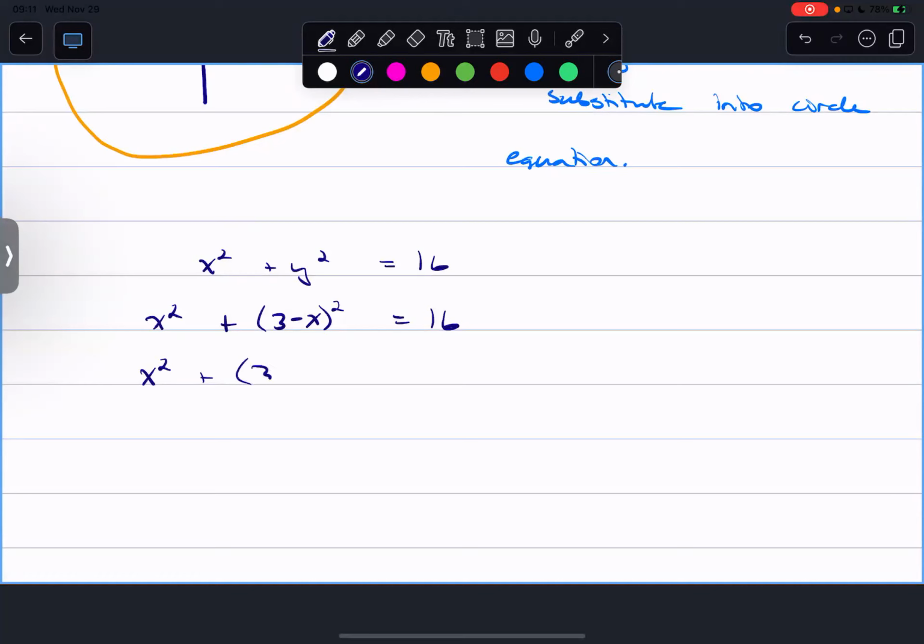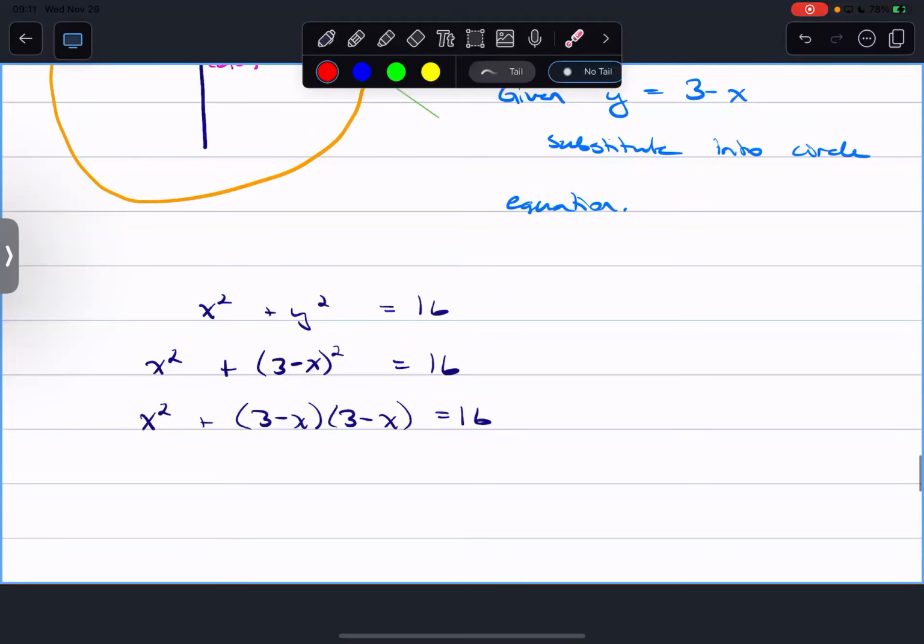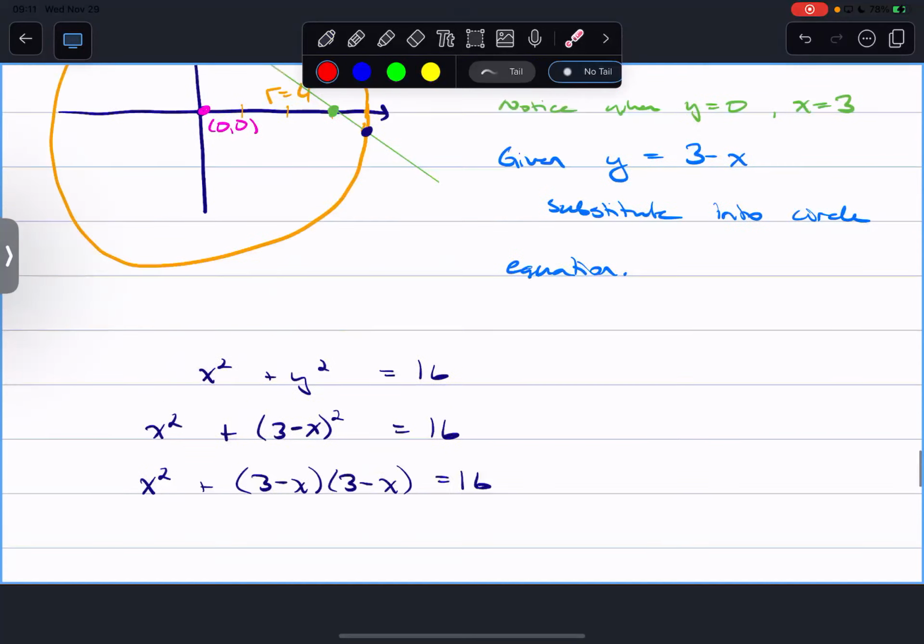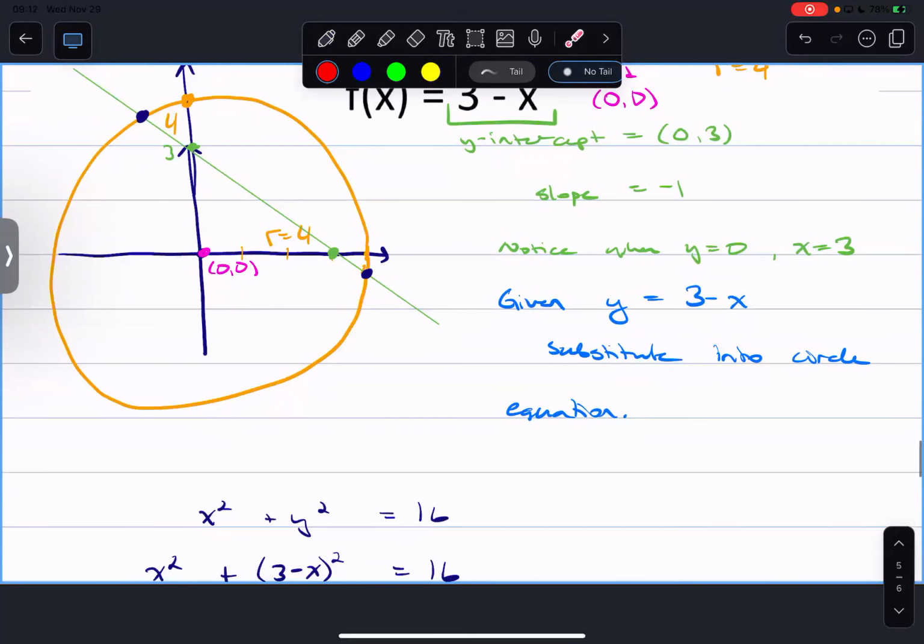x squared plus (3 minus x) times (3 minus x) is equal to 16. I want to find now the value of x that makes this happen. Once we have x here, then we're going to have a value of x here and a value of x here. And then we can substitute those values of x either into the circle or into the line. They should be the same for the values of y, because it's the intersection.